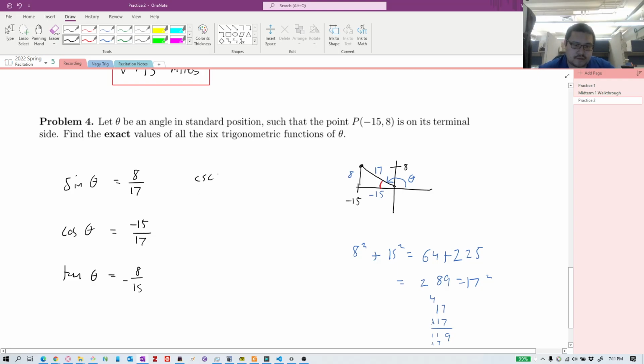And then let's do the other 3, although it just involves reciprocation. Cotangent theta. Okay, so this is 17 over 8. This is 17 over negative 15. And then this is negative 15 over 8. Let's put that negative a little bit higher, a little bit larger. Okay, there we go. Right, so that is number 4.